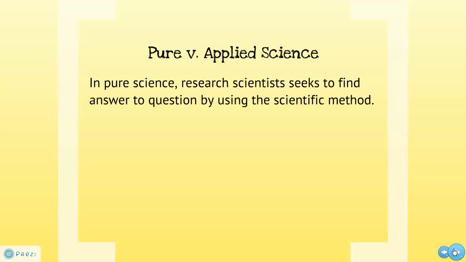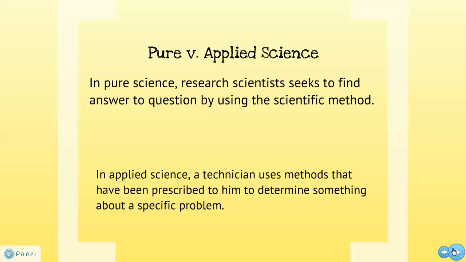Pure versus applied science, again, more vocabulary. Pure science is where research scientists seek to find answers to questions. So there's just questions out there in the universe, and they're using the scientific method to go through and find answers to those questions. Applied science is, for example, a technician using methods that have been prescribed to him to determine something about a specific problem. So they're starting with a problem and trying to use previous science to answer that question.